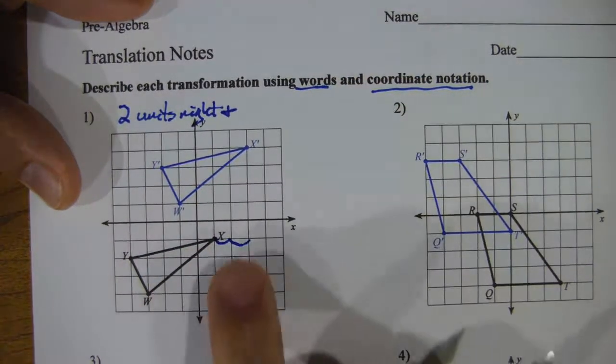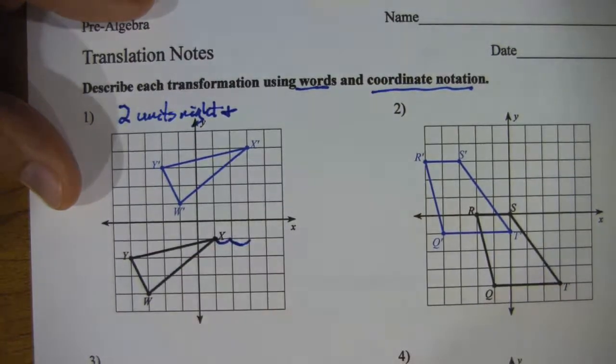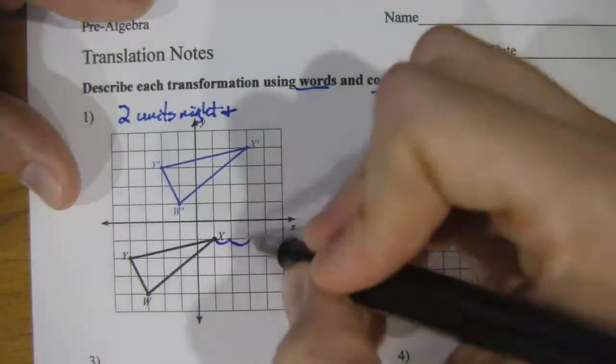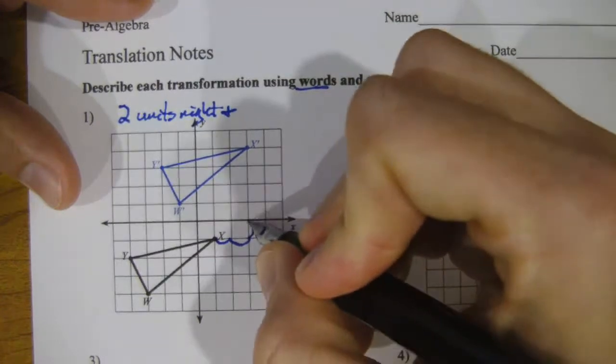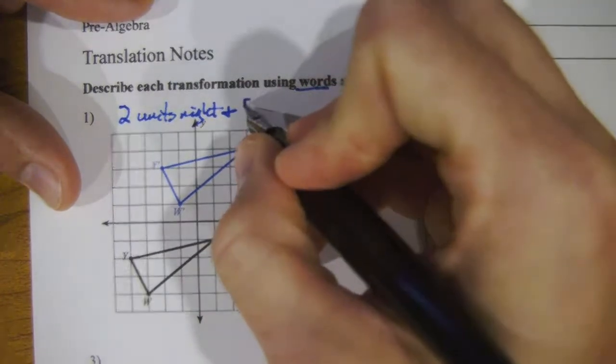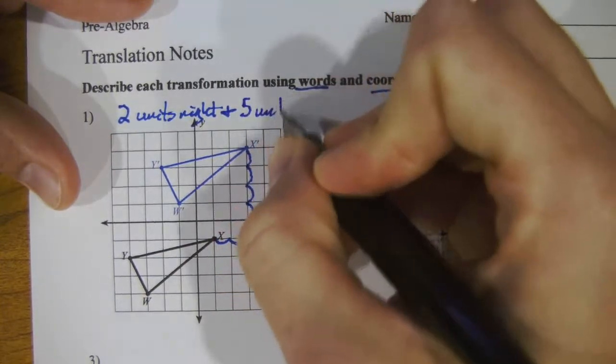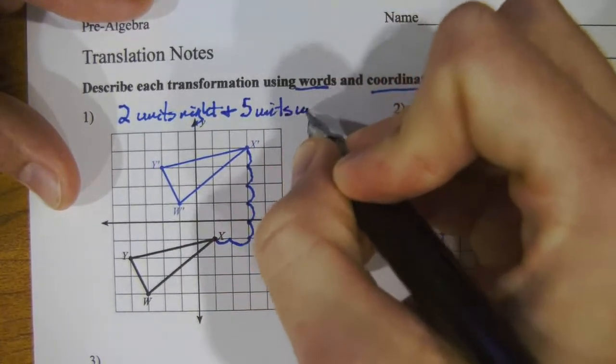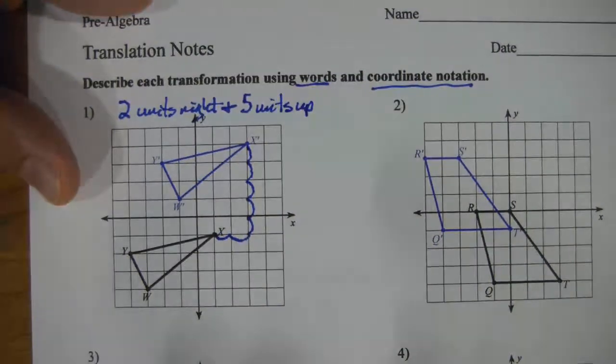And let's see where else I need to move. Well, notice just moving it to the right isn't enough. We're not lined up. So now I need to go up. So I'm going to go up 1, 2, 3, 4, 5. And that's 5 units up. All right. So that's describing it in words.